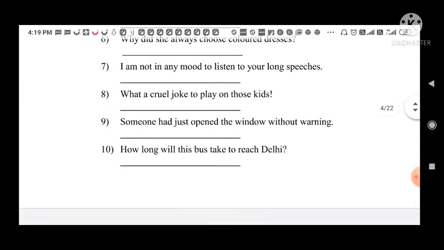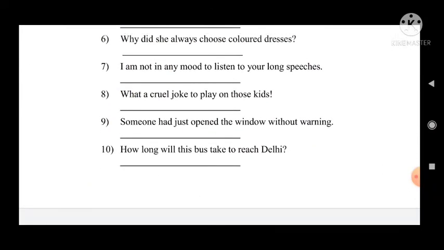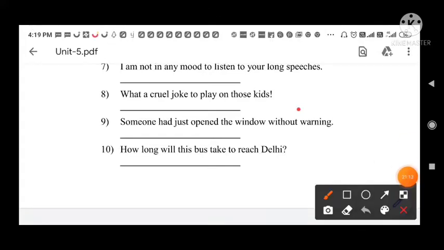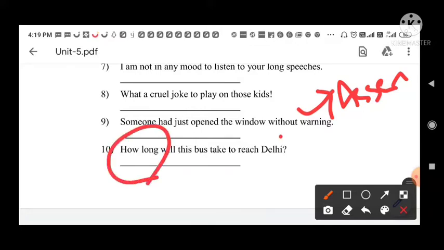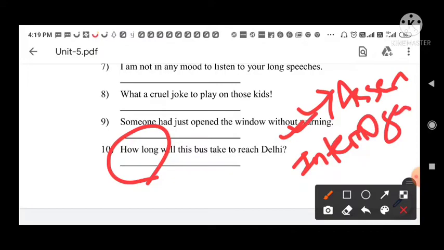Then someone had just opened the window without warning. So it's also an assertive sentence. How long will this bus take to reach Delhi? How long is used and a question mark is used. So it is an interrogative sentence.